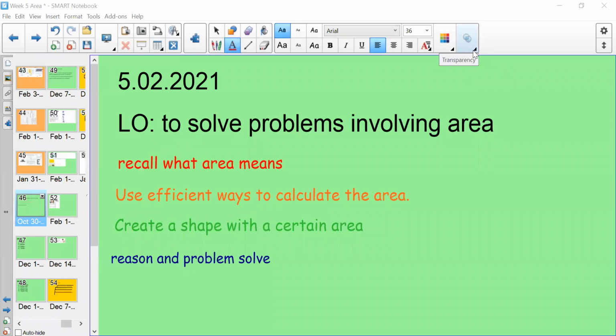Good morning, Year 4s. Today's maths lesson is going to be all about problem solving involving area. So the learning objective is to solve problems involving area. And your success criteria is going to be able to recall what area means.